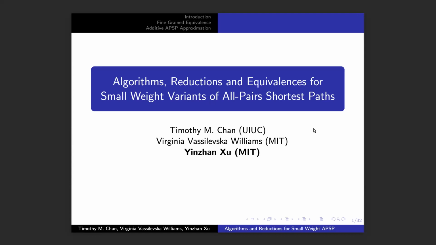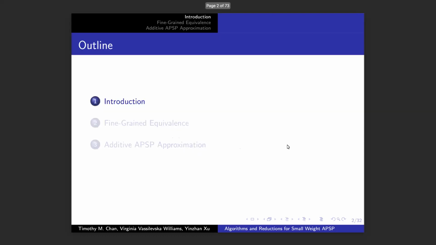In this talk, I will talk to you about my joint work with Timothy Chen and Virginia Vassilevska Williams, titled "Algorithms, Reductions, and Equivalences for Small Weight Variants of All-Pairs Shortest Paths." Let me first give you the definitions of the problems we study and the motivations for our work.